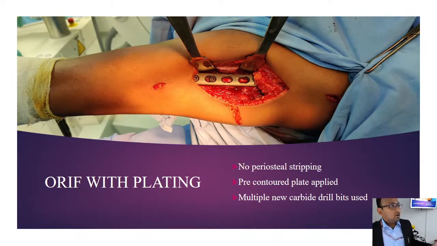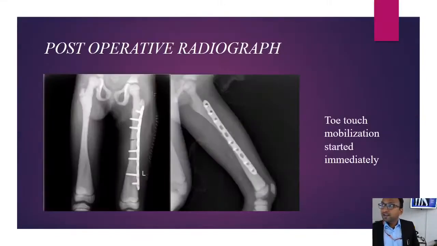And like already discussed, we used a lot of new carbide drill bits with a lot of saline irrigation throughout the procedure, so as not to cause any heat necrosis of the bone in this patient, to decrease the chances of non-union later on. We were quite happy with what we did with this case.